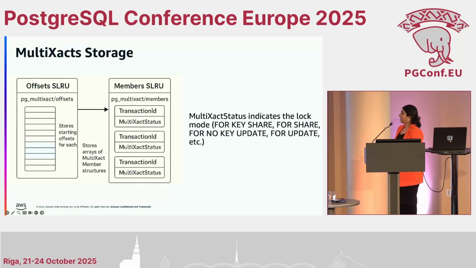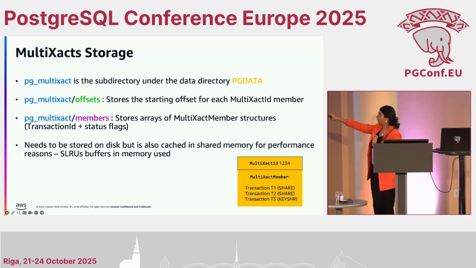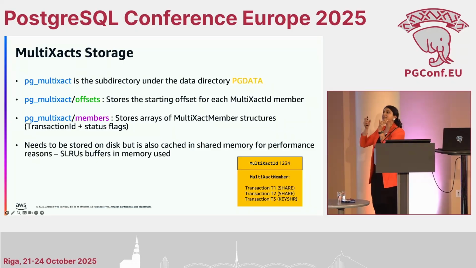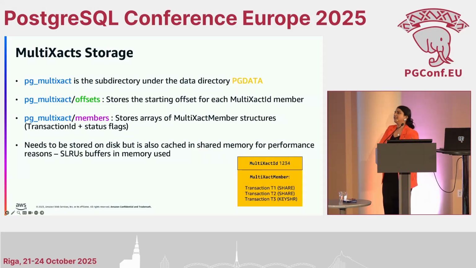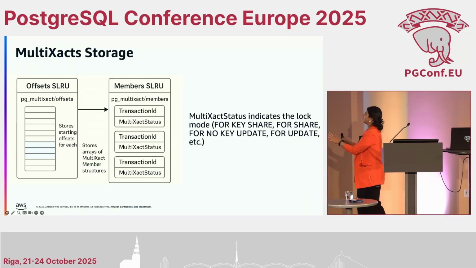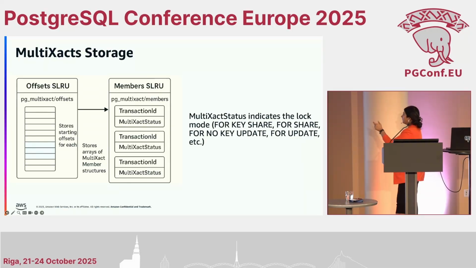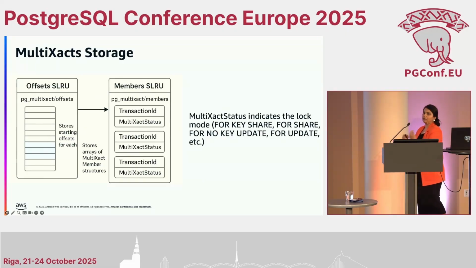And by the way, pg_xact is for the standard transaction ID. So this is pg_multixact, which is for multi-exacts, and pg_xact is for standard transaction IDs, the storage, right? So this is how it looks when it's stored, and the status is important, right? Because you need to know the status to check how these transaction IDs are accessing the data.